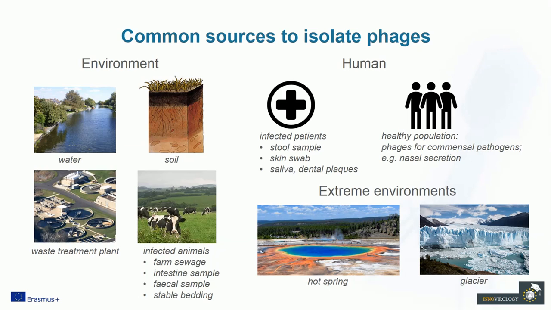Additionally, phages are found in soil samples attached to the soil particles. Furthermore, infected animals are an important isolation source. Sewage from farms, intestine samples, fecal samples, and stable bedding are used in the isolation process.